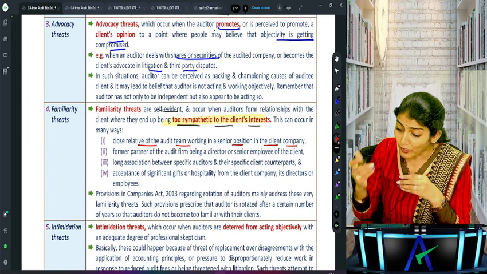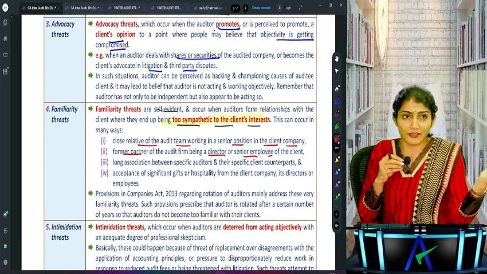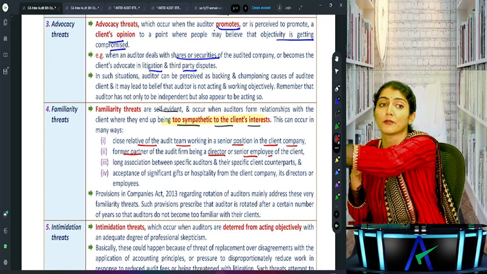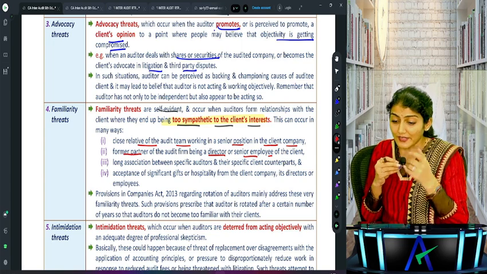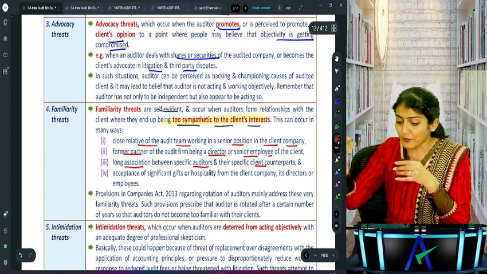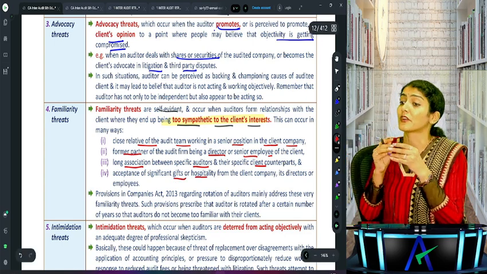Yes. Then a former partner of the audit firm being a director or in senior employment. So earlier he was a partner in your firm. Now he said, I don't want to do practice, and he joined employment in the client company. Right. Then long association between auditors and their counterparts. So that's why rotation of company auditor came. And acceptance of significant gifts or hospitality.